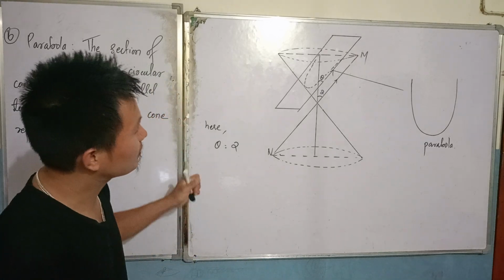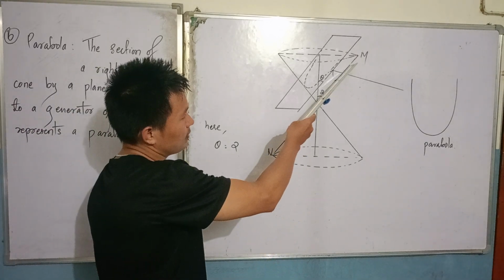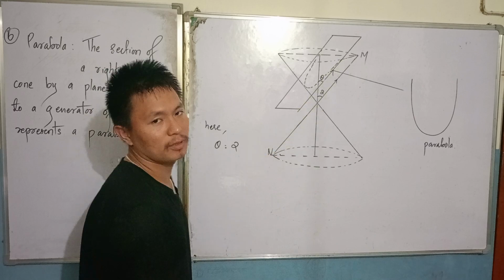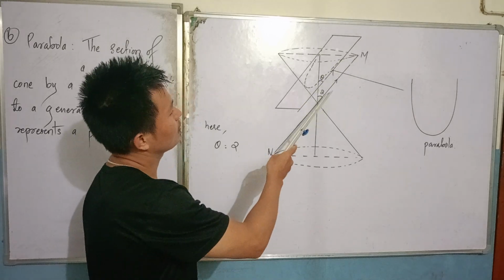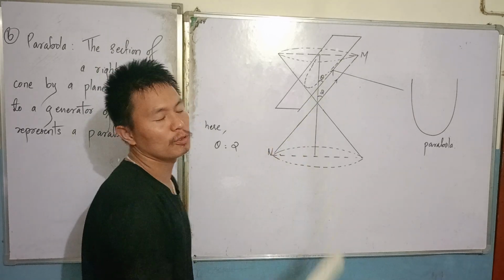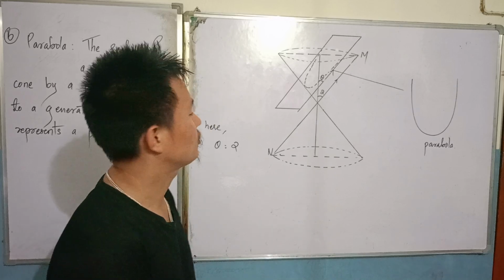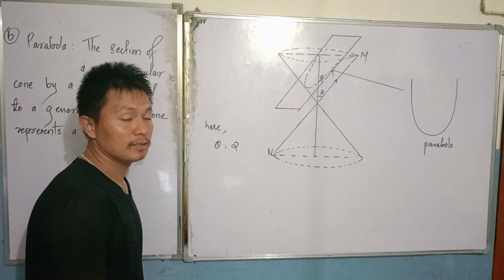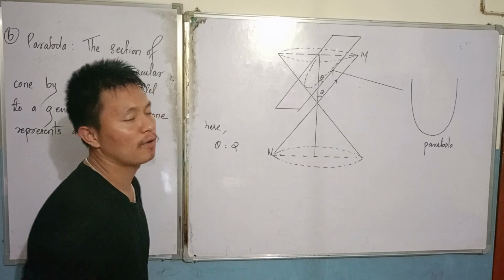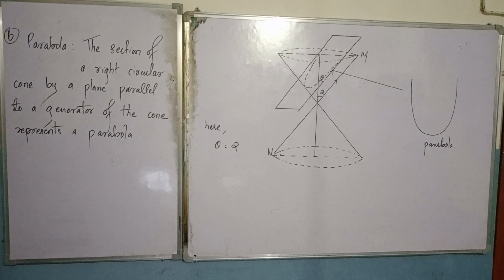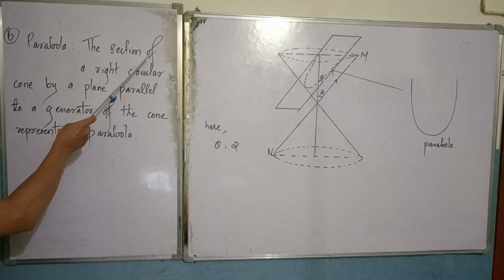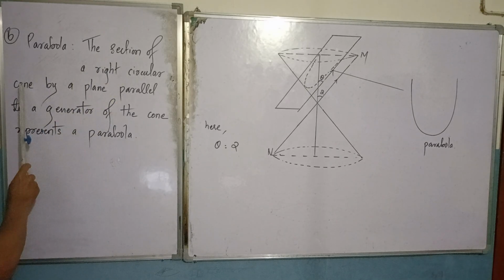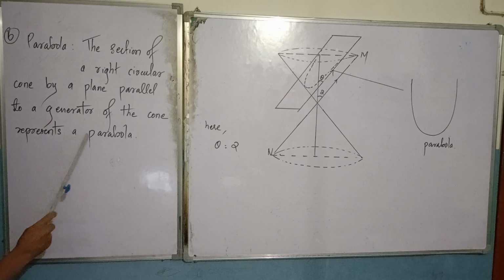In this case, the generator is parallel to the cutting plane, so the vertical angle will be equal to theta. In this case, theta will be equal to the vertical angle. In such a case, the parabola is formed. So how do we define this? The section of a right circular cone by a plane parallel to the generator of the cone represents the parabola.